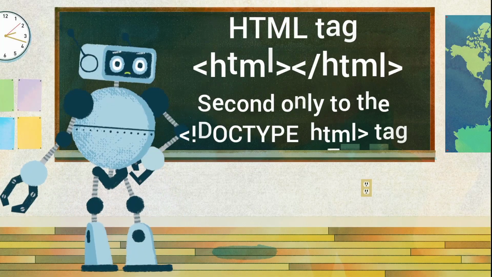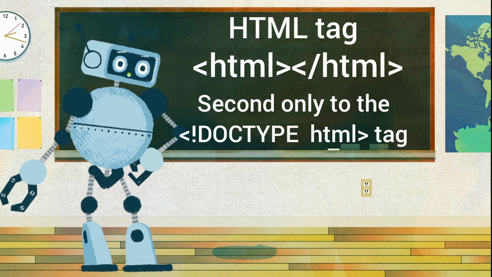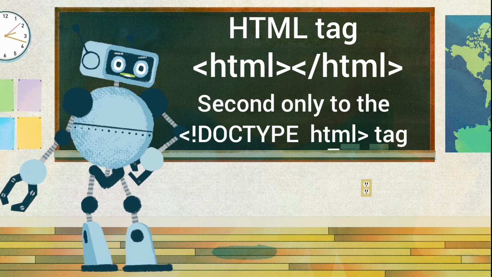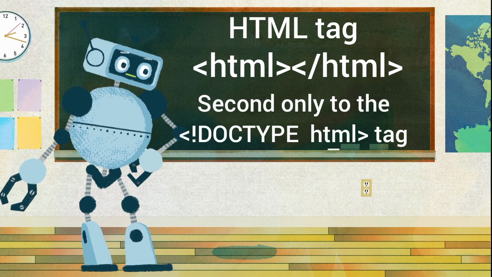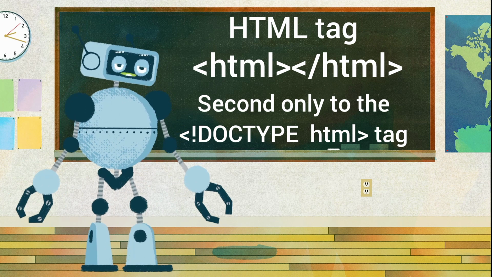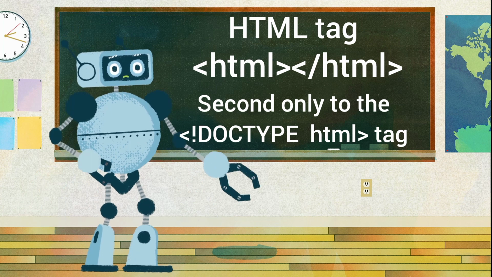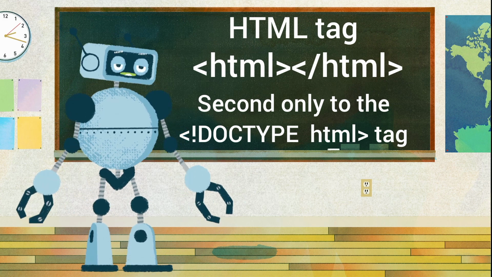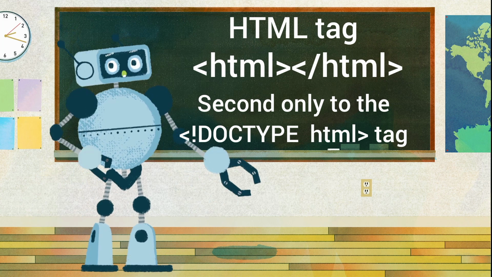Okay, so let's quickly run through some basic tags before we code. First is the HTML tag, which is denoted by this. As you can see, the HTML tag has both an opening and a closing tag. The opening tag is the first tag, while the closing tag is the second. Now, the HTML tag is practically the first tag that comes in every HTML file. It is second only to the doctype HTML tag.